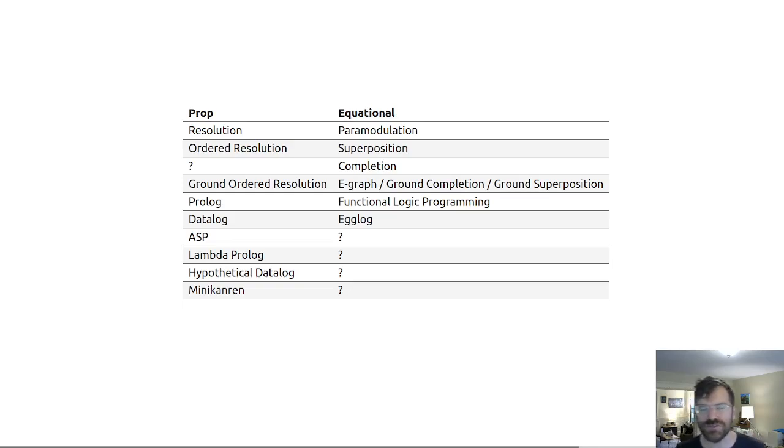Ground ordered resolution is like the eGraph, which is like ground completion, which is like ground superposition. Prolog is like functional logic programming, and Datalog is like egglog. And then what is the analog of answer set programming with deeply integrated equations, or lambda Prolog with deep integration of equations, or hypothetical Datalog, or a miniKanren that operates equationally? I don't know.